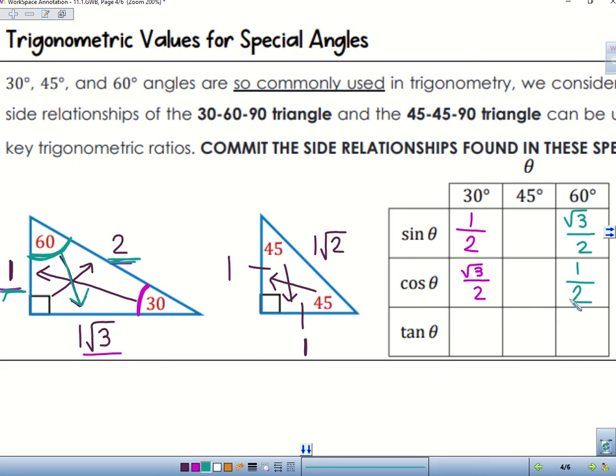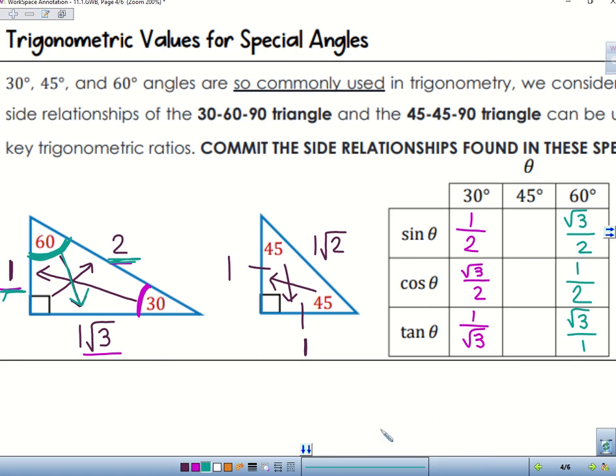So cosine and sine, do you guys see that relationship there? See how they're flips of each other? It's going to happen a lot. Now we're going to look at our 45 triangle. Oh wait, we didn't do the tans. I forgot about the tans. Maybe we should do tans. So for tan of 30, that's going to be opposite over adjacent. And for tan of 60, opposite over adjacent, which is just radical 3 over 1, which is just radical 3.